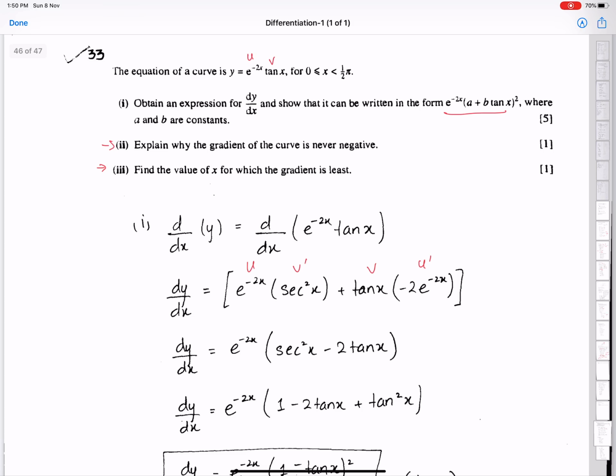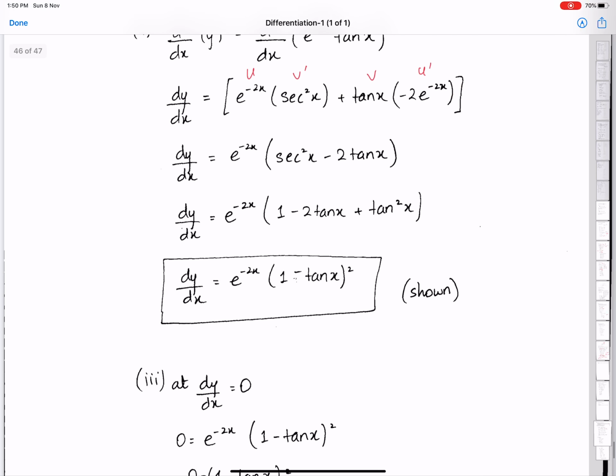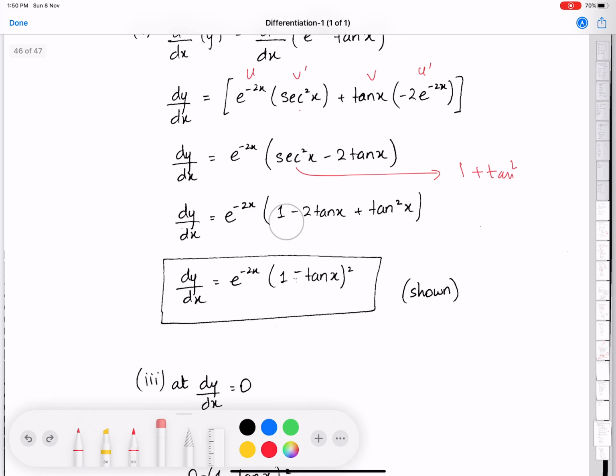Since we need our answer in the form of tan, we need to substitute sec square x by 1 plus tan square x. This is the identity for sec square x. So by factorizing this bracket, we can get this thing shown.